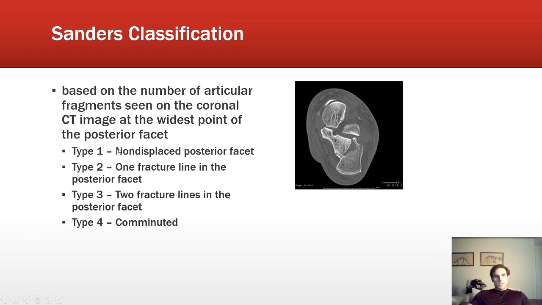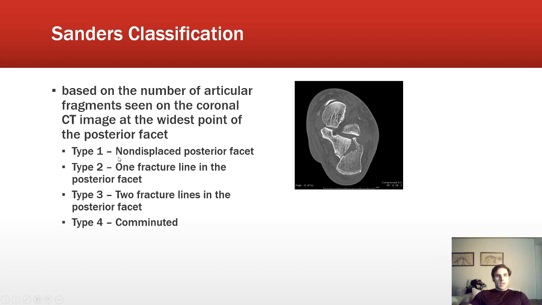So we've said posterior facet a number of times today. In addition to it being the main weight-bearing surface of the subtalar joint, it's also a key component of both these fracture classifications. But don't get too distracted by that, because you want to remember you're looking at a coronal CT image to classify with the Sanders classification. There are 4 types of fractures described by the Sanders classification.